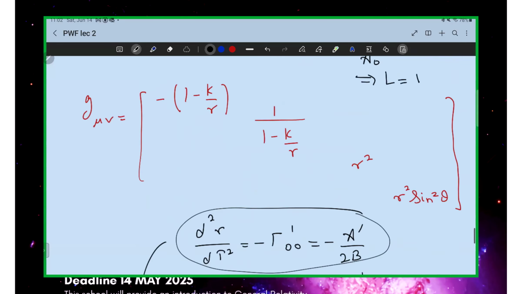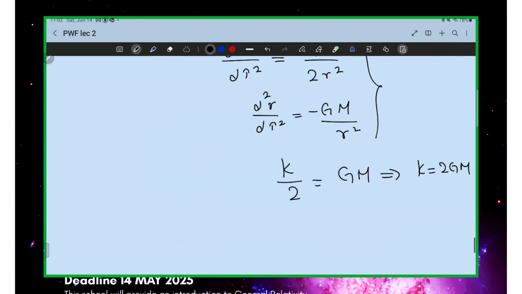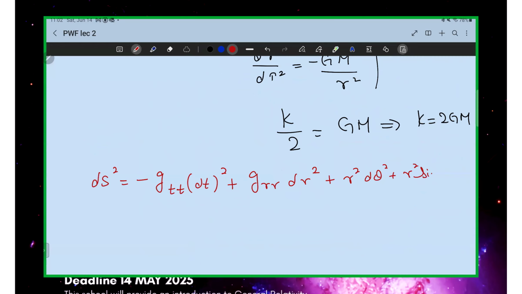So now we have determined k as well, and then we can write down the full form of the metric tensor. And now I'm going to write it down as a line element. So you know that this line element goes something like this, right? g dt squared plus dr squared plus r squared d theta squared plus r squared sine theta squared d phi squared.